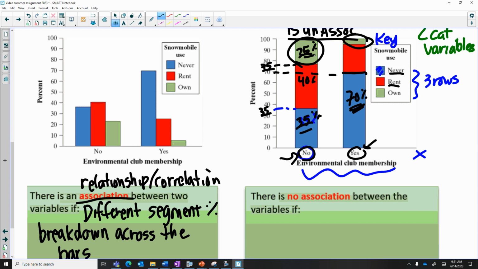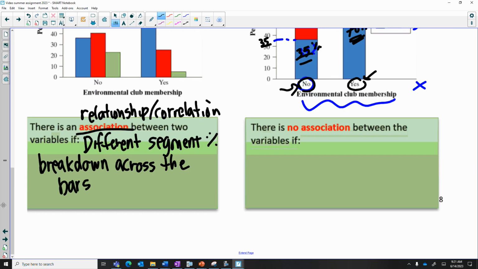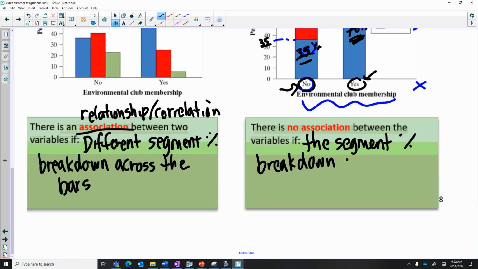Now, there is no association between the variables if the segments look exactly the same across the bars. I'm going to show you what that looks like in a second.